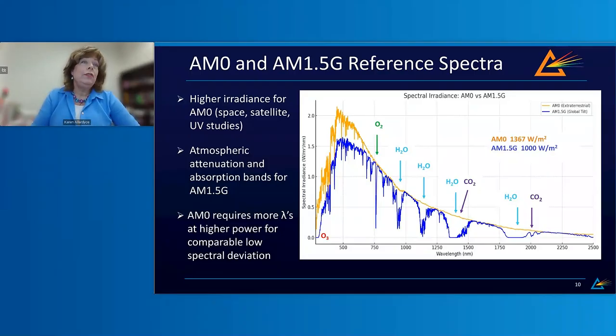In addition, you'll see several bands labeled there, but water, oxygen, and carbon dioxide are also responsible for significant absorption, and it significantly alters the AM1.5G curve. This translates to solar simulator designs for AM0, though, that have more wavelengths at higher power to ensure a comparable low spectral deviation.